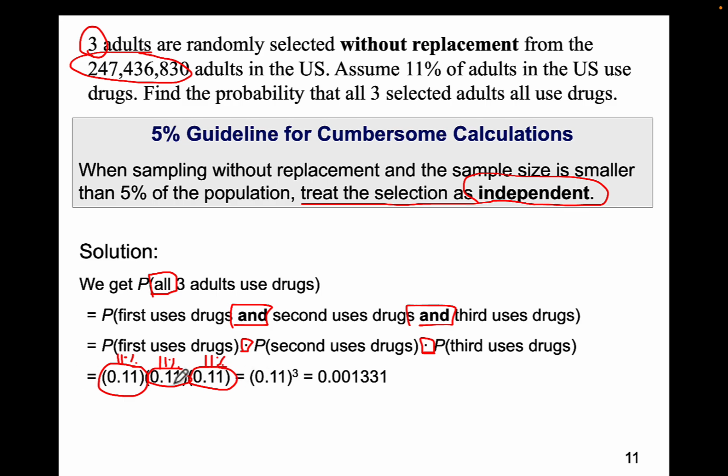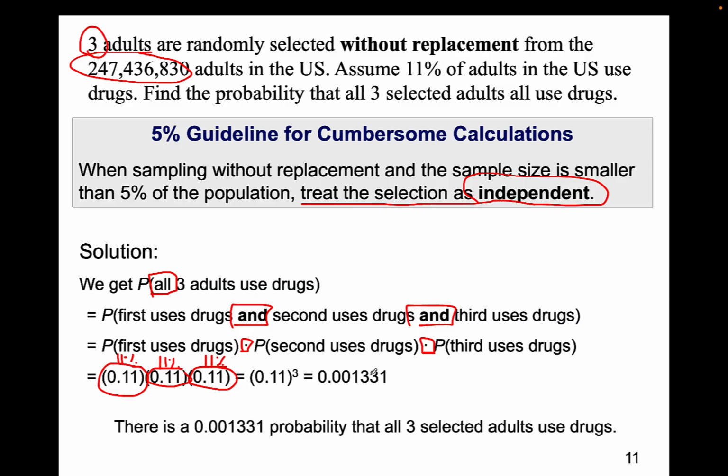In math, instead of writing it 3 times and multiplying, we could just write to the third power, getting us 0.11 to the third, which is equal to 0.001331, which means that there is a 0.001331 probability that all 3 selected adults use drugs. It's like less than 1% for that answer.